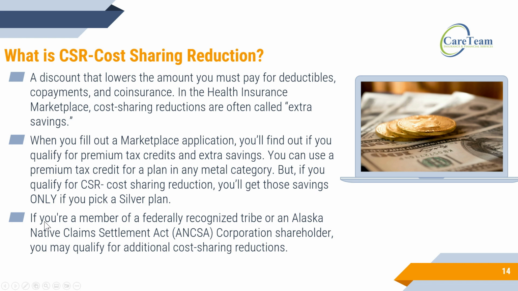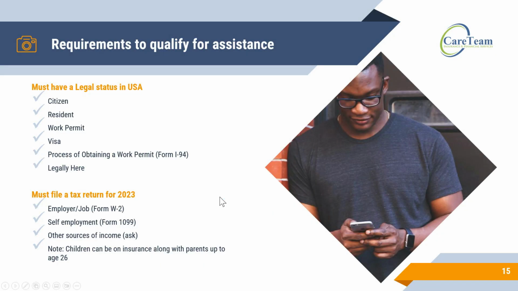And if the individual you're speaking to is a member of a federally recognized tribe or Alaska Native Claims Settlement Act corporation shareholder, they may qualify for additional cost sharing reductions. So what are the requirements to qualify for assistance? Two main requirements. First is that they must have a legal status in the US. So they're a citizen, they're a resident, they have a work permit, they have a visa, they're in the process of obtaining a work permit. As long as they're legally here and they can provide some form of documentation, that would be checked off.